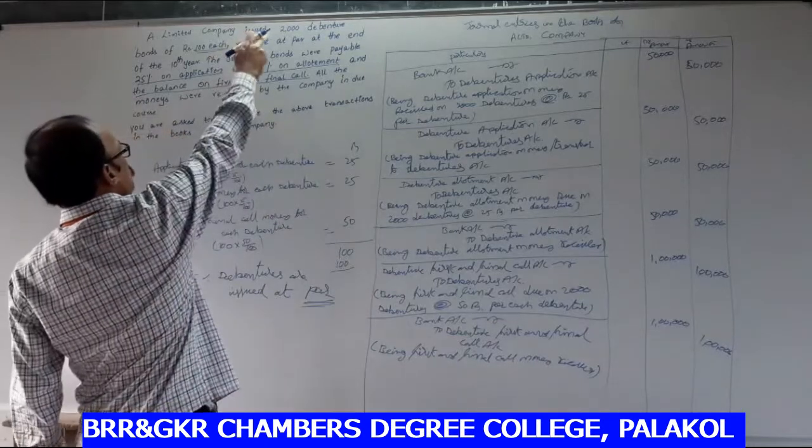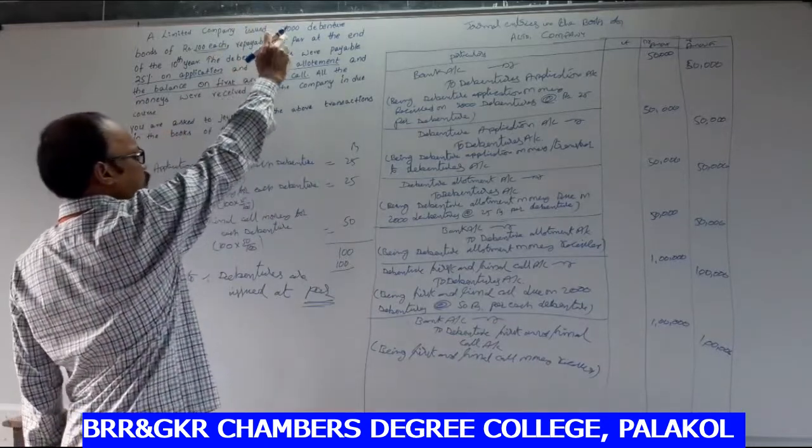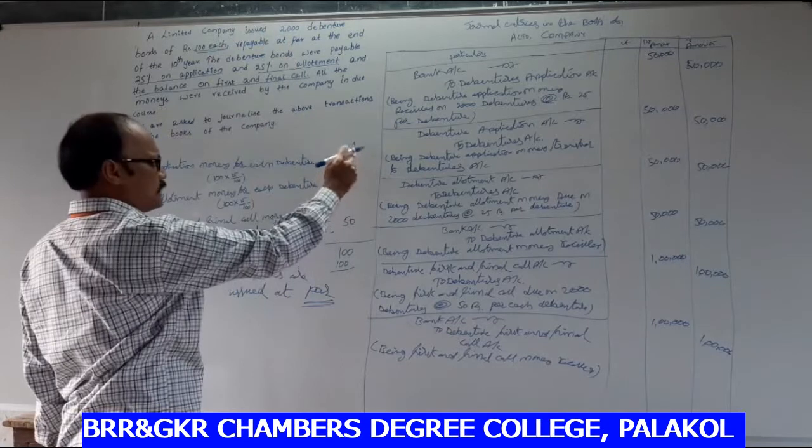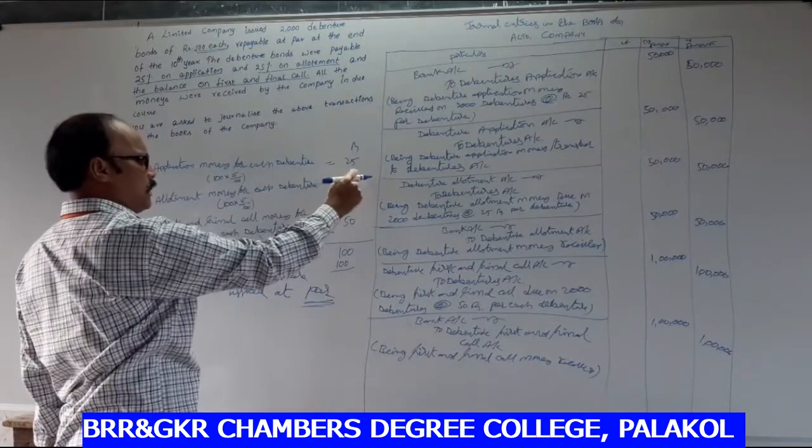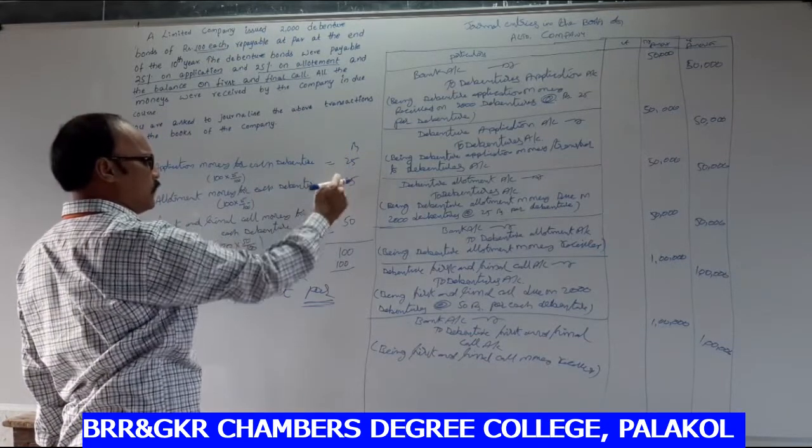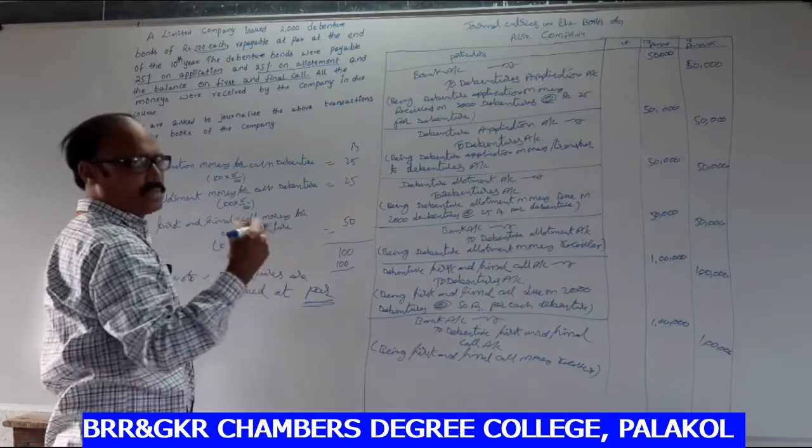Number of debentures issued, 2000 debentures are issued. First call money per each debenture 25. Second call allotment 25. Next, application also be 25.